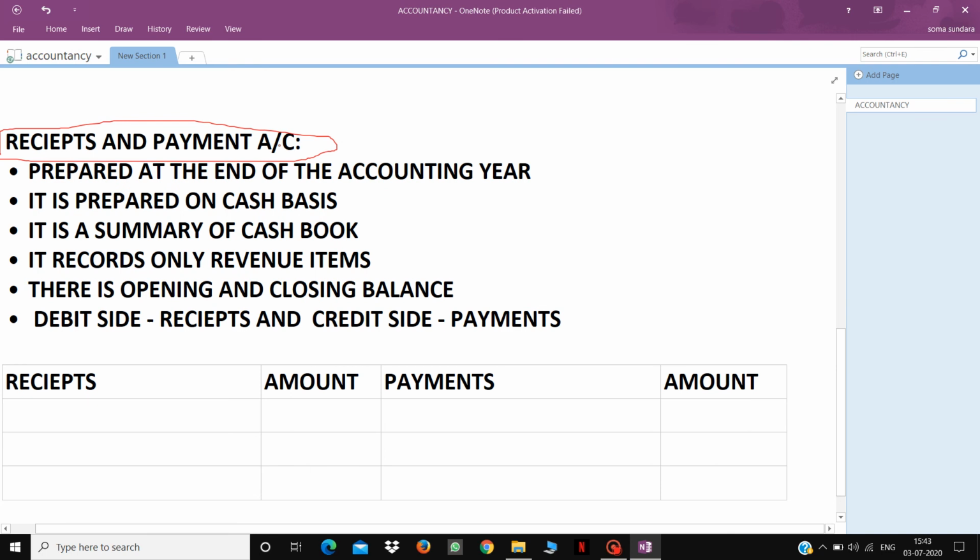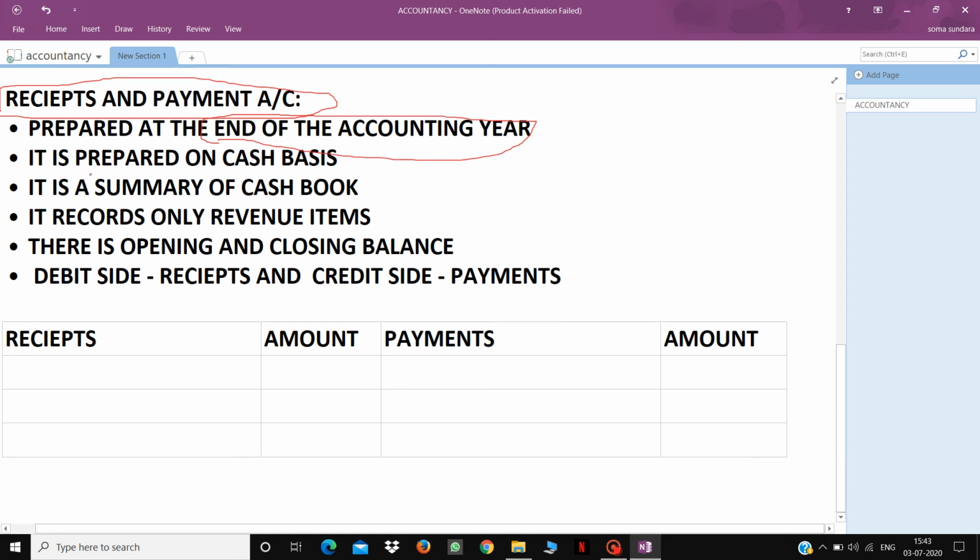Okay. So this receipts and payments account is prepared at the end of the accounting year. It is not prepared in the middle of the year or at the beginning of the year. It is prepared at the end of the accounting year. So next, it is prepared on cash basis, and not on accrual basis.